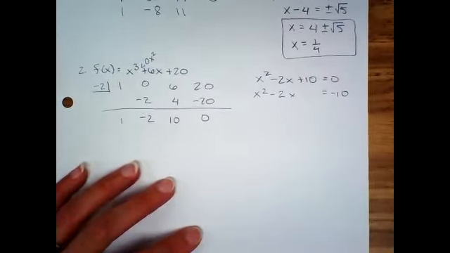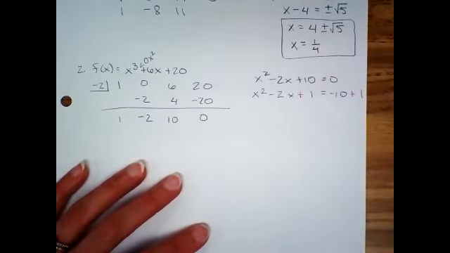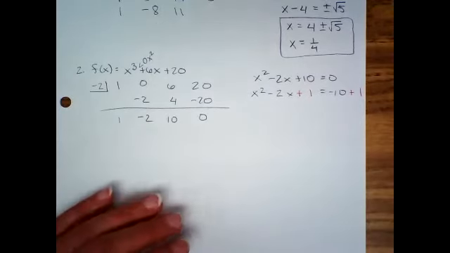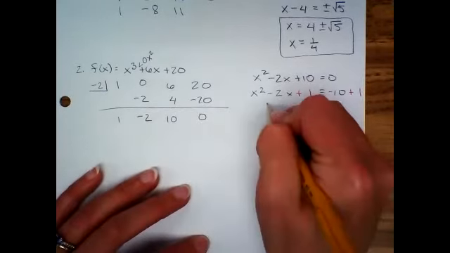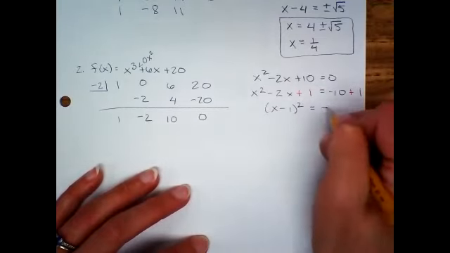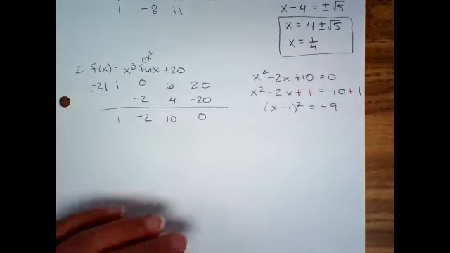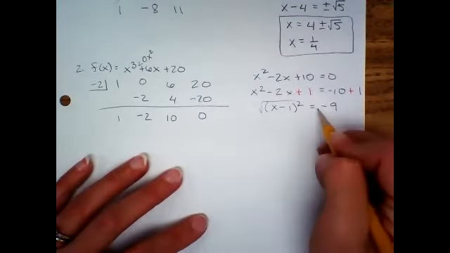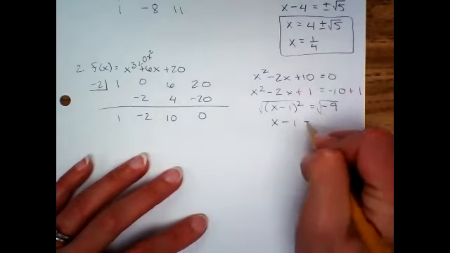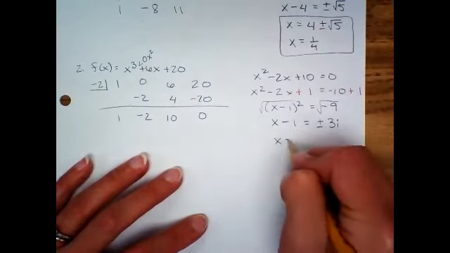And then what do you add to both sides? Good, 1. 1 can be a little tricky because 1 squared is 1. So this will be x minus 1 squared equals -9. Square root. And what is the square root of -9? Good. And then add over the 1.